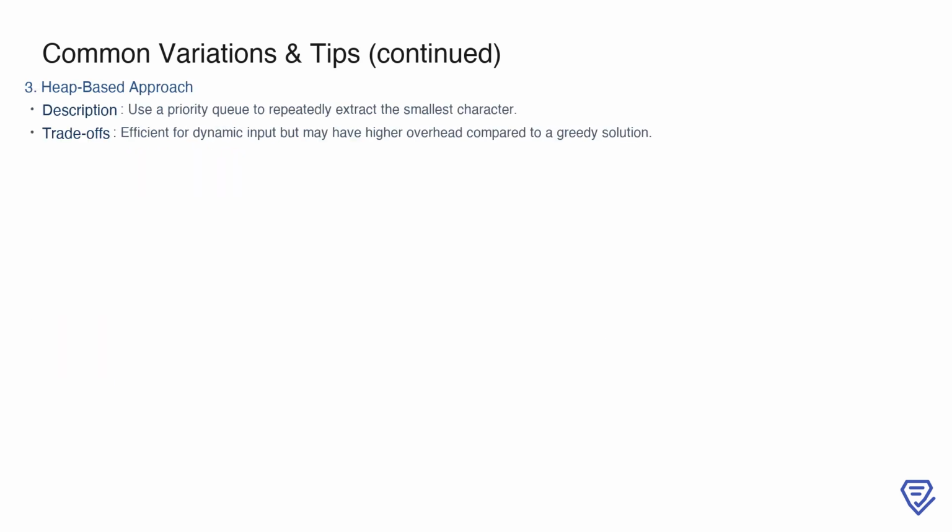Finally, let's consider the heap-based approach. In this method, a priority queue is used to repeatedly extract the smallest character. This approach is particularly efficient for scenarios involving dynamic input, where the set of characters might change during the process. The heap ensures that you can always access the smallest character in logarithmic time. However, the trade-off here lies in the overhead associated with maintaining the heap structure, which can make it slightly less efficient compared to a greedy solution in terms of constant factors. Nonetheless, this method shines when flexibility and dynamic updates are required, making it a powerful tool in your arsenal for solving problems like this one.